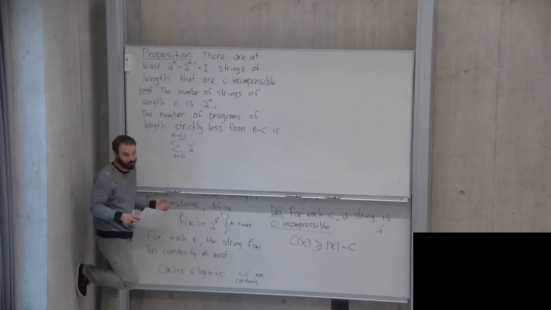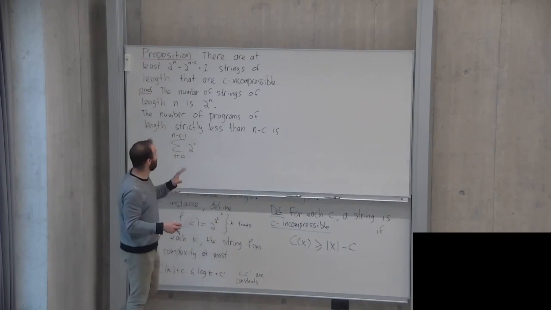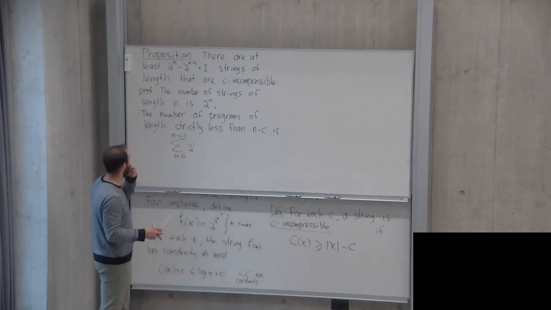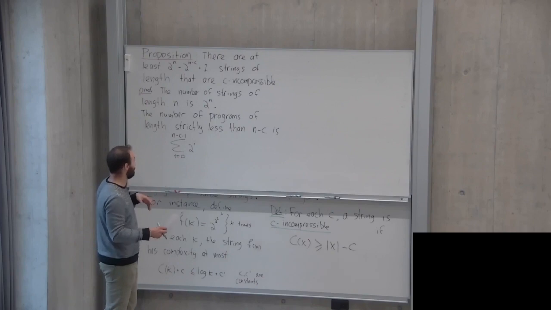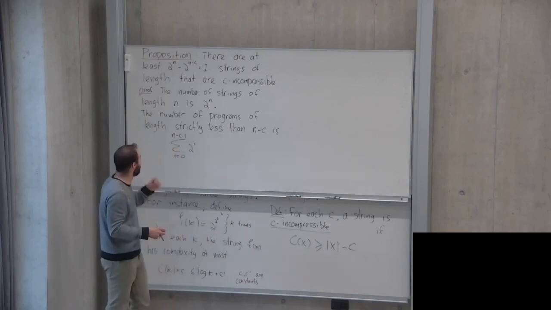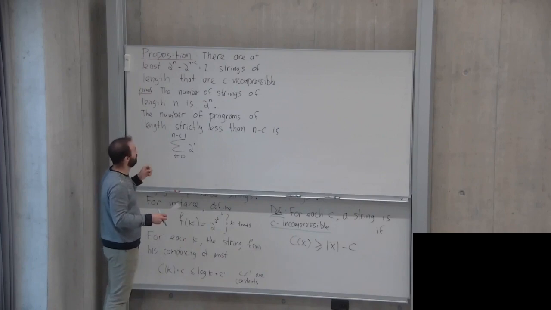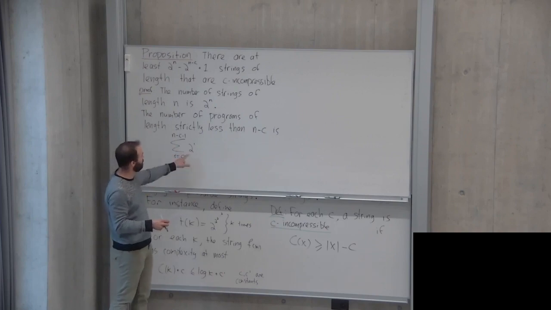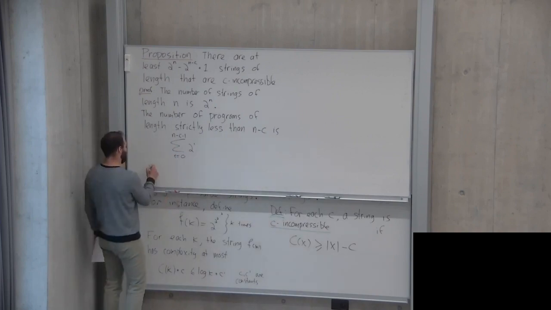Programs are just strings after all. So I'm upper bounding the number of programs of length strictly less than n minus c by the sum of all possible strings of length less than n minus c. And in this sum, I'm basically summing, here's the program epsilon, which contributes for i equals 0.